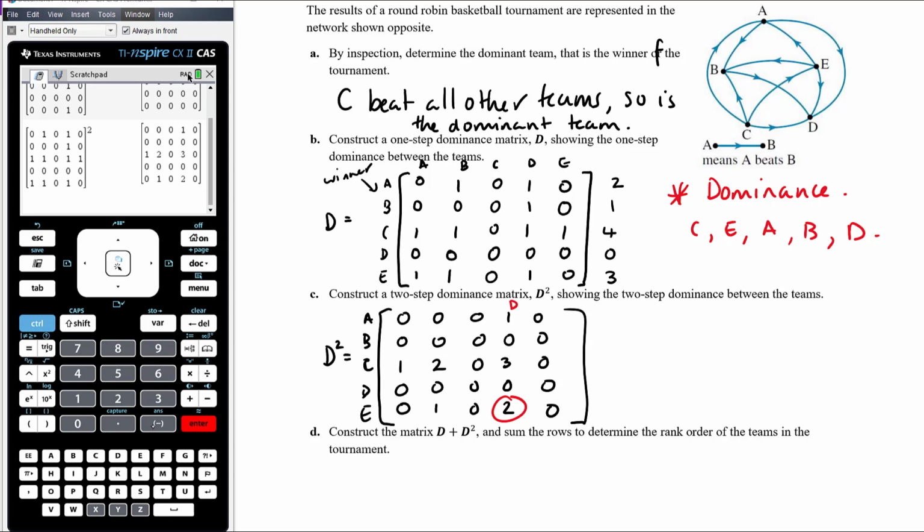But E also beat B, who went on to beat D. In addition, E beat A, who went on to beat D. So E beat two other teams that then beat D. So Team E has two sets of two-step dominance over Team D. And again, that only becomes relevant if there's a tie. The fact that E beat D directly is still the most important thing.